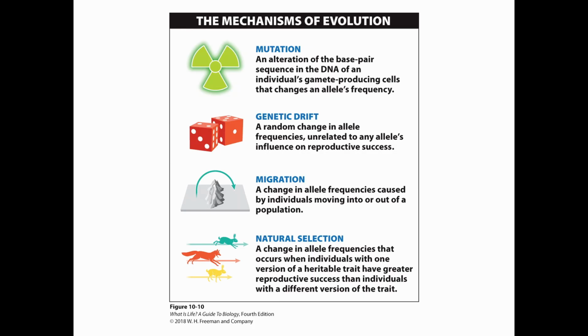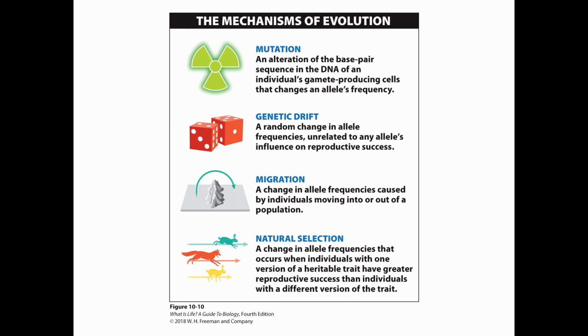Now, mutation is just one of many mechanisms of evolution. This is a snapshot. We have mutation, which is the starting point for all change to happen. We have genetic drift. This is a random change in allele frequencies. It has nothing to do with reproductive success, and we'll talk about a couple examples of that. Migration, this is a change in allele frequencies because individuals are moving in or moving out. And natural selection, which is one we're really going to talk about. This is the one that Charles Darwin proposed, if you remember from the last few videos. So natural selection we're really going to hammer in on.